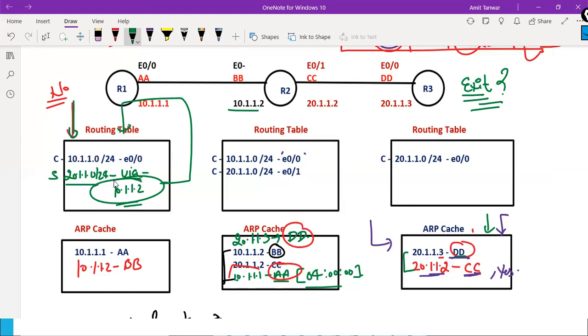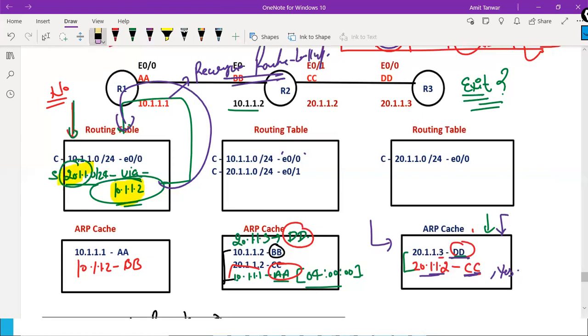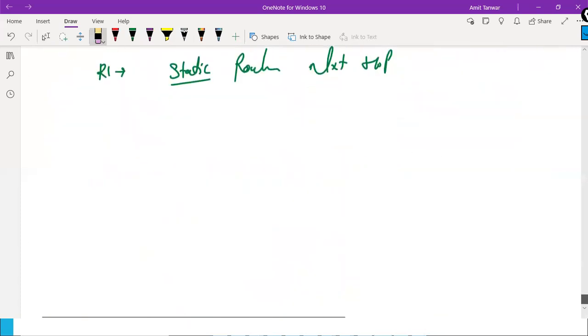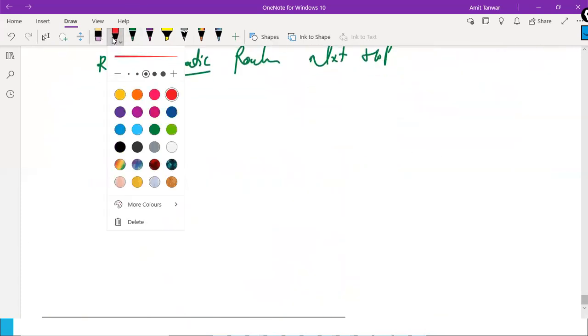The reachability concept is that you have to go to 20, but the question is how to reach there. That is via 10.1.1.2. So before reaching the 20 network, I have to reach the 10 network first. So then it will perform one more lookup, and this second lookup is known as the recursive route lookup. This is the main thing, this is the agenda for this video. Recursive route lookup. This is all about static routing with next hop, and in that, this is what is happening.